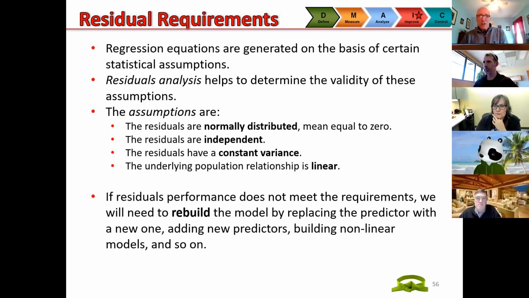Regression equations are generated on the basis of certain statistical assumptions. This is not on the exam. This is just in case you want to store it somewhere. It helps to determine the validity of these assumptions. And again, all residuals and regression analysis are about is our ability to predict. I'm going to stop with that.